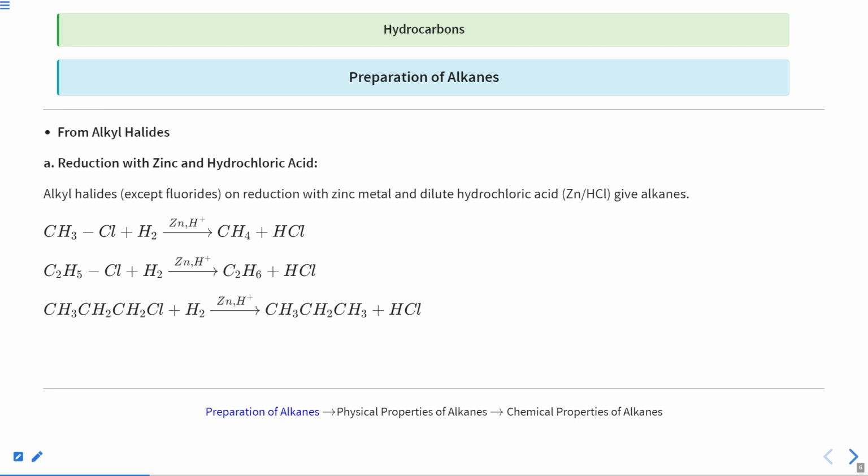Now this reaction is not for fluorides, so you cannot take alkyl fluorides and get your result, because the carbon-fluorine bond is very strong and very short in nature, so it is very difficult to break that bond.